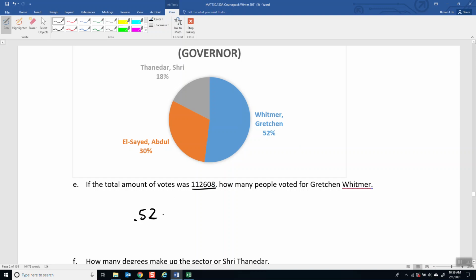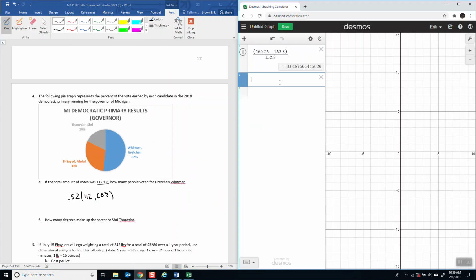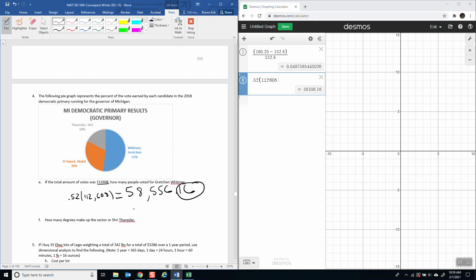So we do 0.52 times 112,608, the total. Now this is a great place for Desmos. Since we're just doing that single calculation, I think it's faster to type this in here in Desmos. And there we go. We get that this is equal to 58556.16. Now, these are people voting, so this number doesn't exist. So that means we know it's 58,556 votes, or, well, we'll say people.